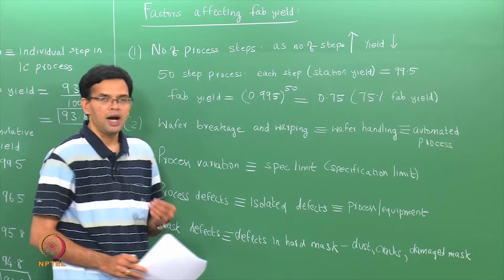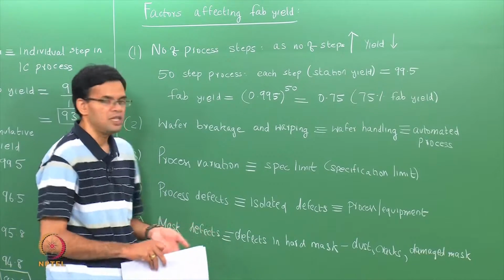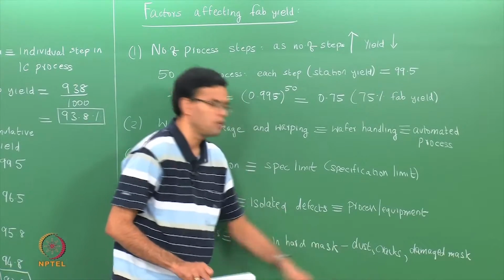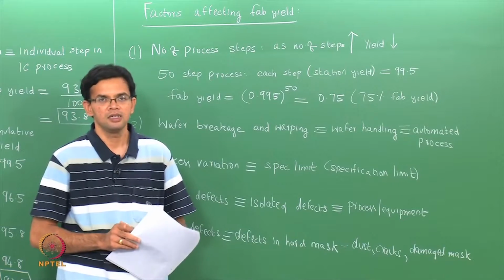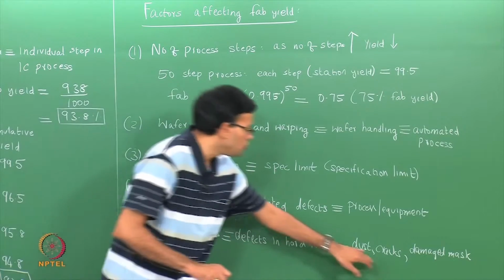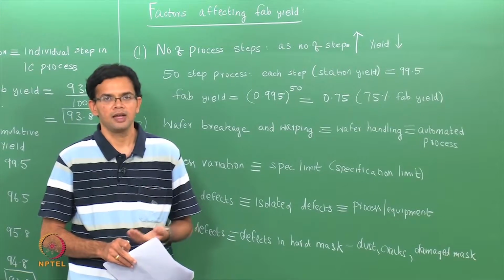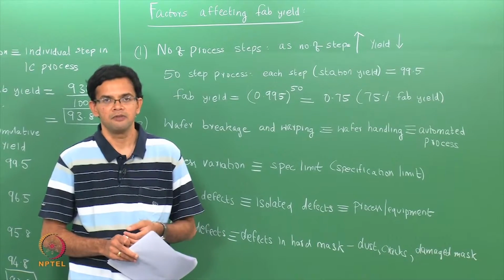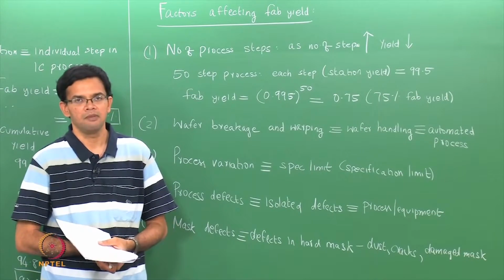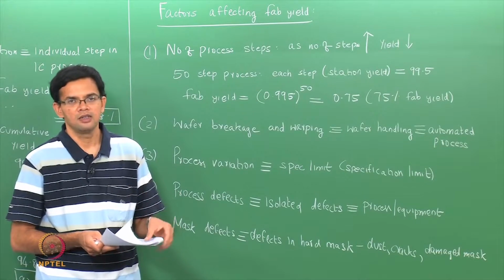So, typically a mask is cleaned just before using it for transferring the pattern onto the wafer. Cleaning the mask is important because it removes some of the dust, and regular mask inspection is also carried out in order to make sure there are no damages or cracks in the mask, which will again affect the wafer. So, these are some of the various factors that affect the fab yield. All of these have to be minimized in order to get a high fab yield.